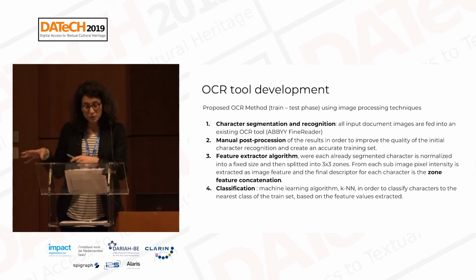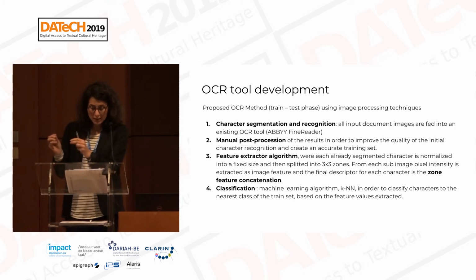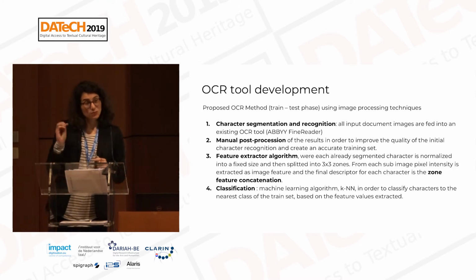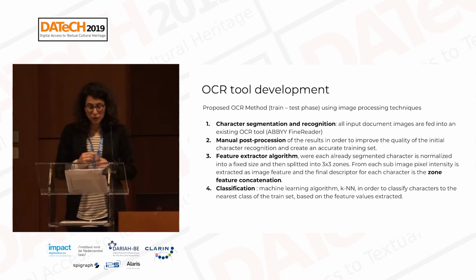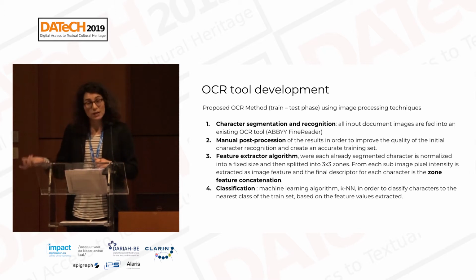All the input document images are fed into an existing OCR tool. We used ABBYY FineReader as a starting point. Then we have manual post-correction and post-processing of the results in order to improve the quality of the initial character recognition and create an accurate training set to work with. Following that, we apply a feature extractor algorithm where each already segmented character is normalized into a fixed size and then split into 3 by 3 zones. From each sub-image, pixel intensity is extracted as an image feature, and the final descriptor for the character is the zone feature concatenation. This module is used to create a training set containing samples for all unique character classes.